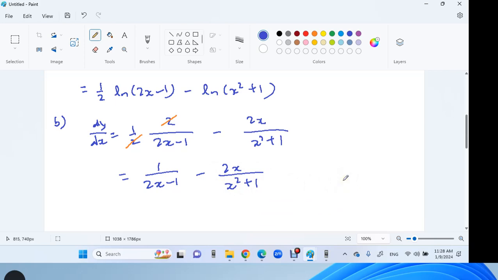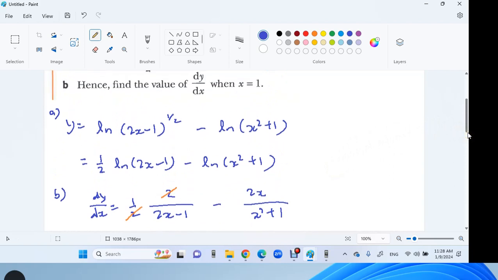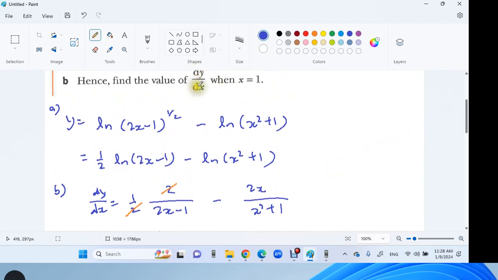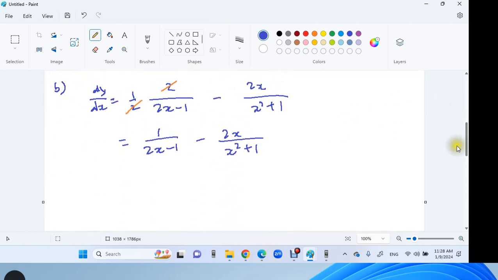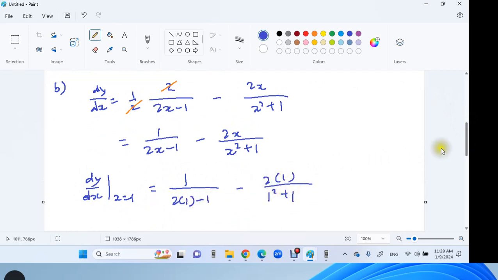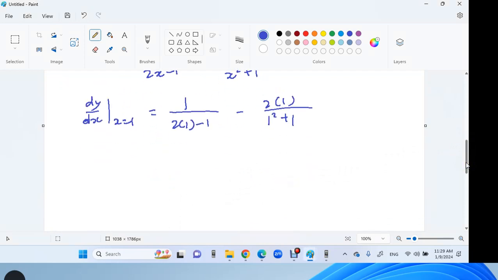Since the question does not ask for dy/dx as a single fraction, but asks for the value of dy/dx when x equals 1, what we can do is just find the dy/dx when x equals 1, which will be 1 over (2 times 1 minus 1) minus 2 times 1 over (1 squared plus 1). Then the answer will be 1 over 1 minus 2 over 2. Then the answer is 0.